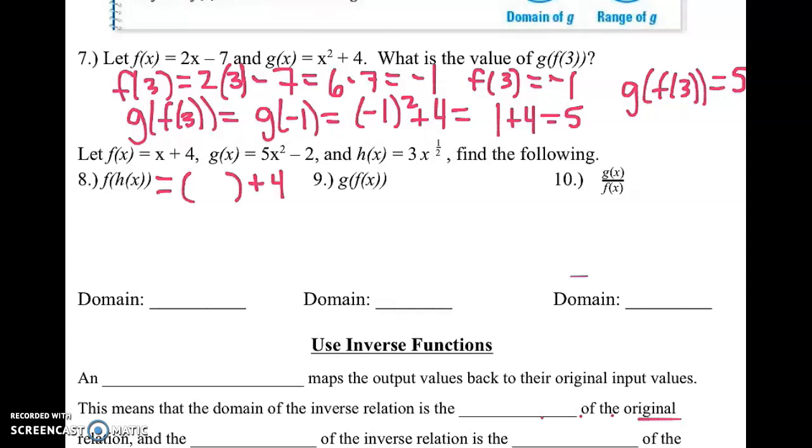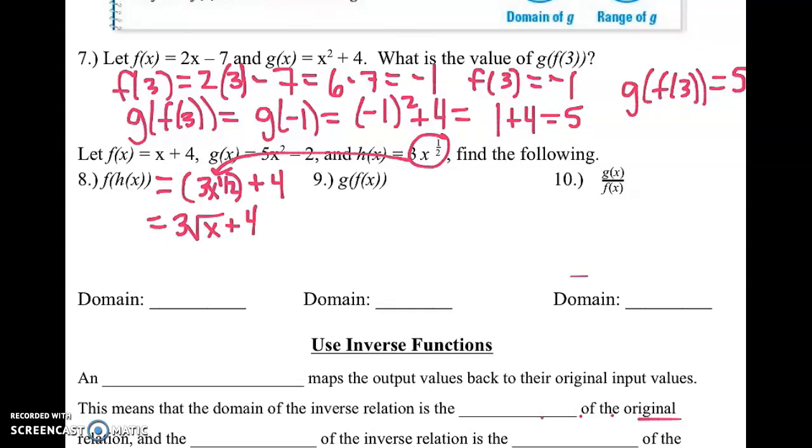So function f said some input x plus 4. So blank, some input plus 4. The input they want me to use is h of x. So I've got to take this h of x function and plug it in where the x had been in f of x. So h of x was 3x to the 1/2, which we know means 3 times the square root of x. And since I can't combine like terms, that's just going to be it. I'm just going to have 3 times the square root of x plus 4. So that's my final function for f of h of x.